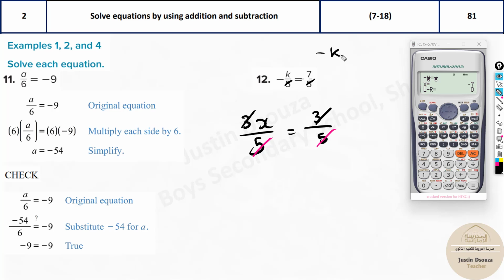You have minus k equals 7. Take this negative to the other side, it will be k equals negative 7. When there is plus and minus, if you multiply minus to both the sides, this becomes plus. Here the sign changes to negative. That's it. So it's minus 7 as the answer.